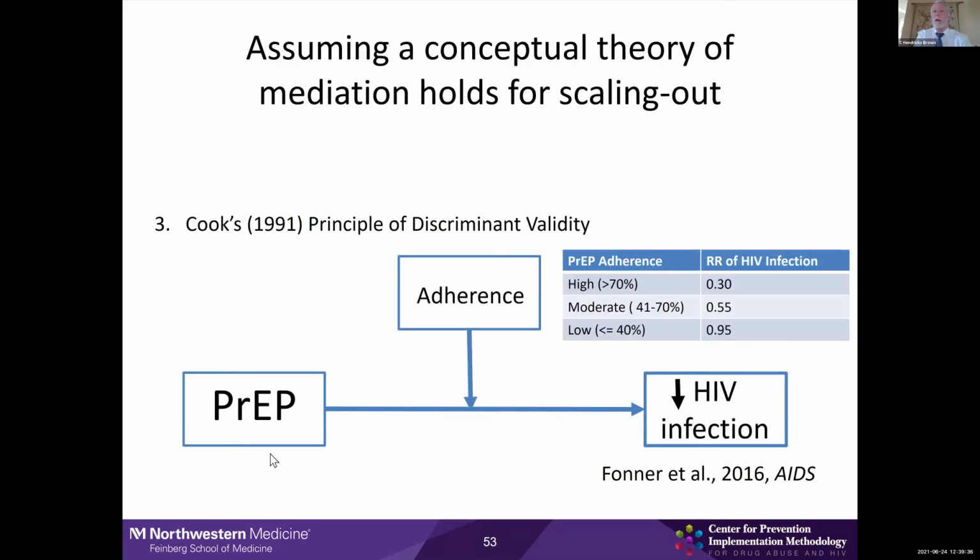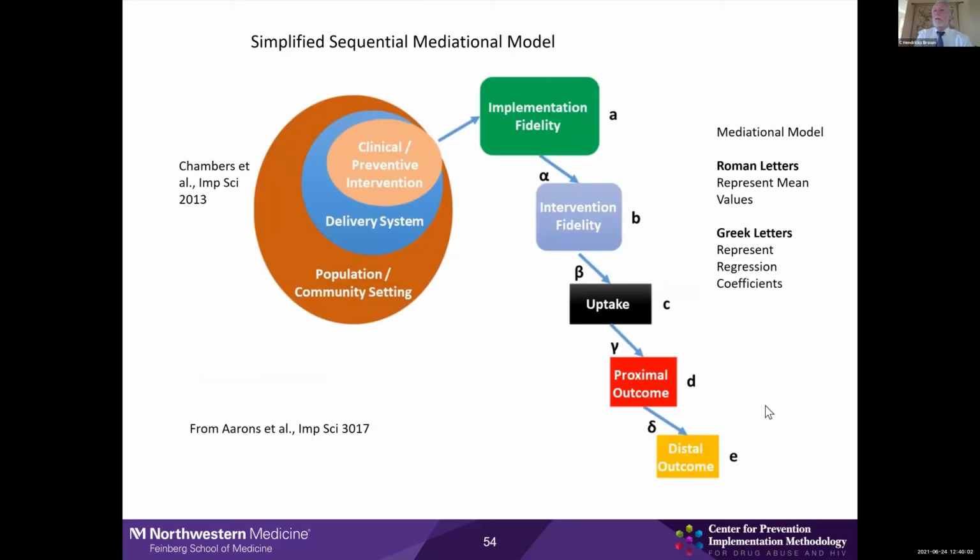Here's an example. We know that PrEP can affect HIV in here, but it has to go through adherence. If the adherence is low, we get very little effect in here. The relative risk is nearly 1. But if we have high adherence, we have a very strong effect in here. So the idea is to really emphasize and measure adherence as being the core piece in this one. We've put together a sequential mediational model for implementation that starts with implementation fidelity as well as intervention fidelity, and it goes all the way down to distal outcomes in here. I'll let you go to the other paper if you'd like to get more detail.